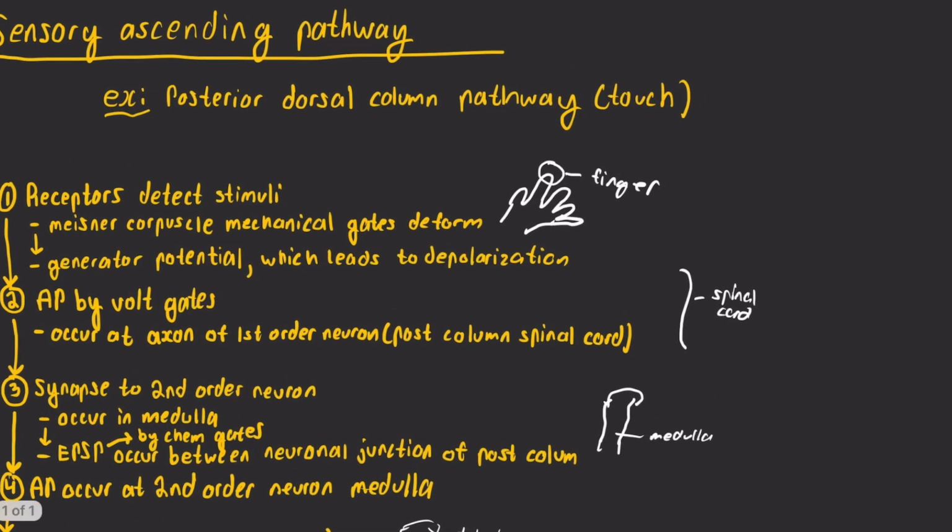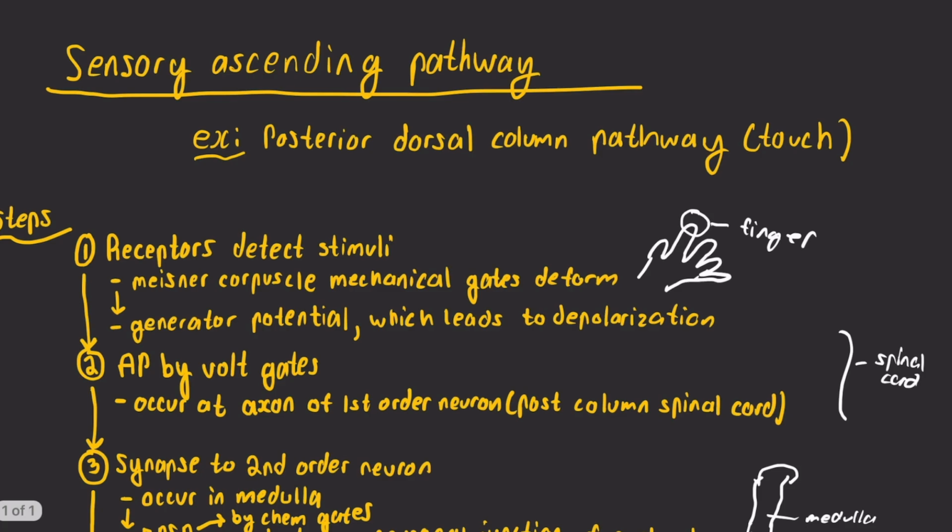Okay, hello class. Today we will be looking at a simplified diagram of what happens when you touch something with your finger. So we're looking at the sensory ascending pathway, which is referred to as the posterior dorsal column pathway, for touch.